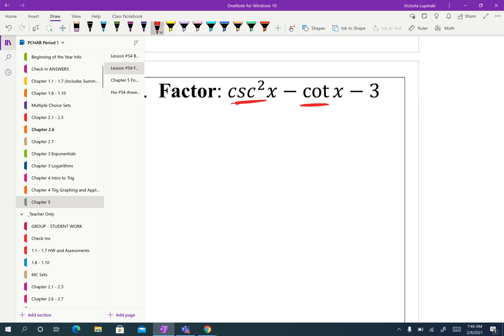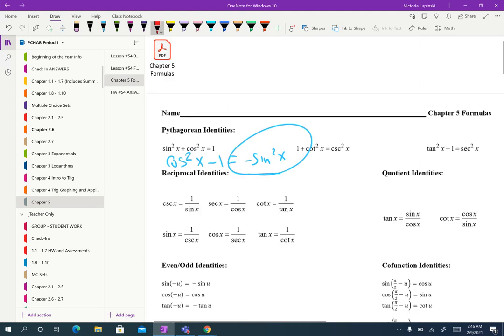So whenever you find yourself in a situation where you have too many different functions, that's a clue to you that you're going to want to make some kind of a replacement with the identities. So if I go back to my formula sheet here, because of the fact that there's a squared, that's kind of a clue to you that you might want to look at that first set.